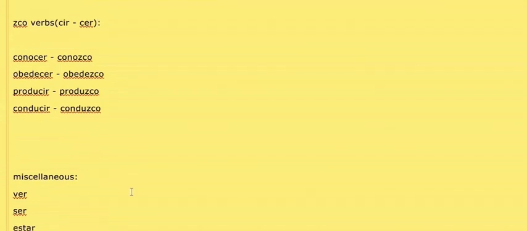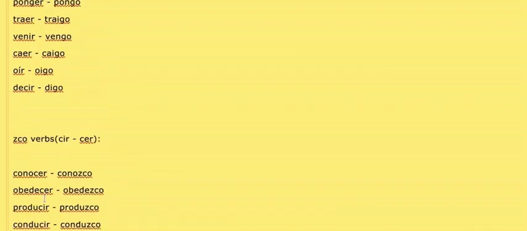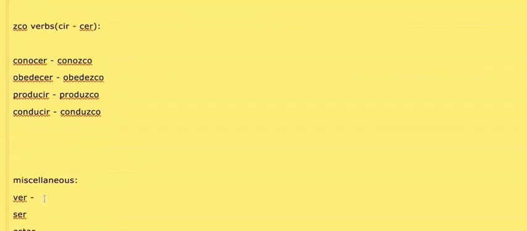Now next, I just finally wanted to talk about these miscellaneous ones. Not really a pattern with these ones, but these are some of those common verbs that have irregular yo forms, so I just wanted to go over it. The first is ver. We would expect it to be vo, like that. Take off the er, add the o, but it's actually veo. Veo, and then everything else is normal.